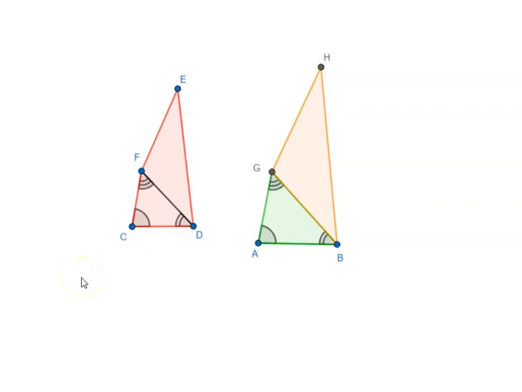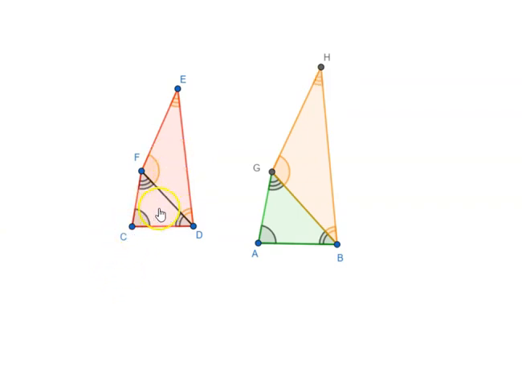We know angle DFE is equal to angle BGH because we copied this angle here, and we know angle EDF is equal to angle HBG. Why? Because again we copied this angle. So again in these two triangles, triangles FED and GHB, two angles are equal to two angles. That means the third angle is also equal.